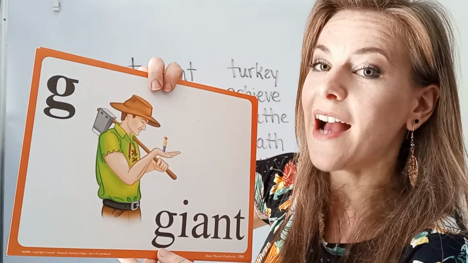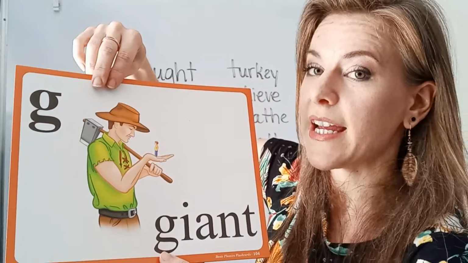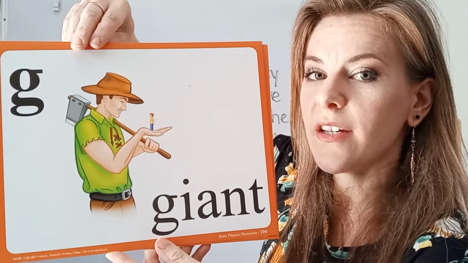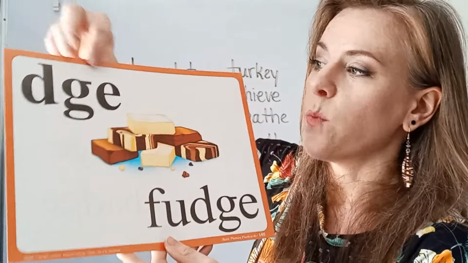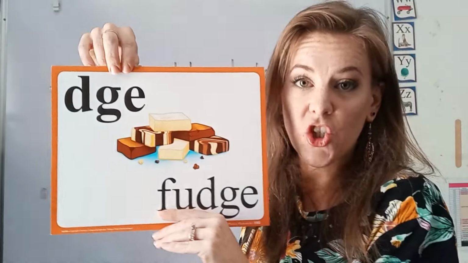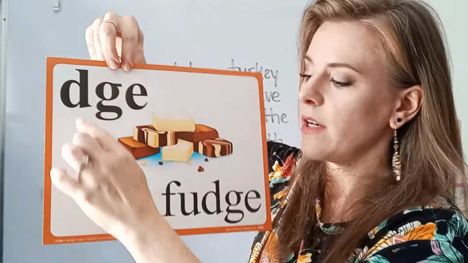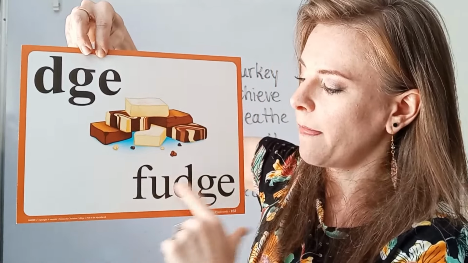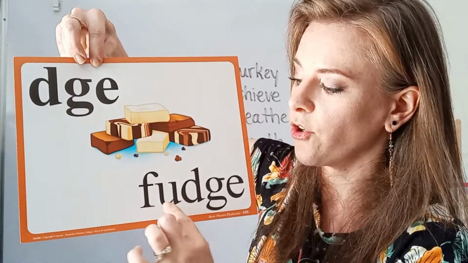All right, so just like how the C in city makes an S sound when it comes before an E, I, or Y, the same goes with the G. When you have the G before an E, I, or Y, it says J, as in giant. And D-G-E makes the same sound as the J in giant, but this special sound comes after a short vowel, just like the ch in patch came after a short vowel.